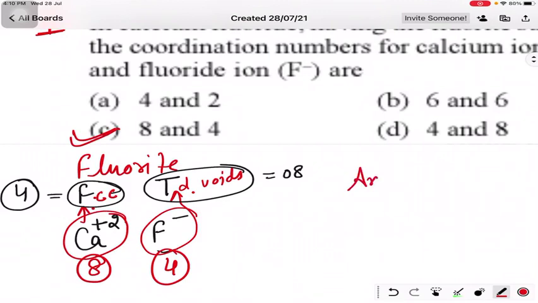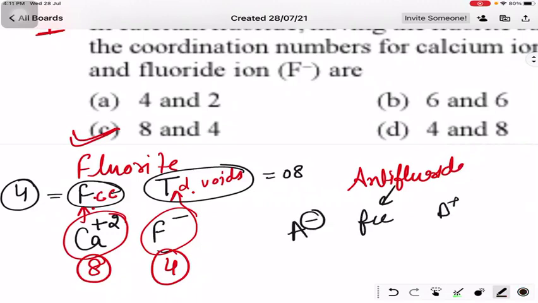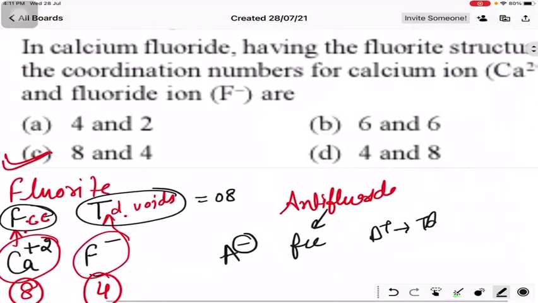Antifluorite, in antifluorite you have to take opposite. Anion is in FCC and cation is in tetrahedral void.